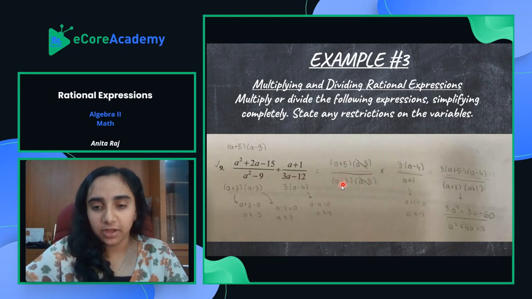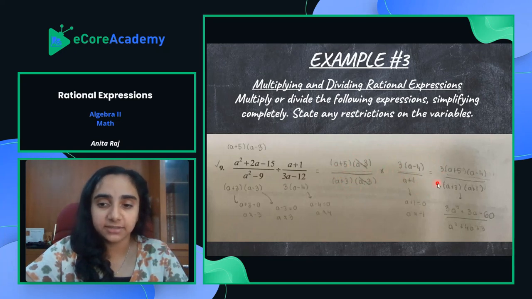Let's look at a plus 5, and then let's look at the denominator. Remember, this is one big denominator, this is one big numerator. Because the multiplication sign is kind of merged, a plus 5 has no common factor in the denominator. A minus 3 has a common factor in the denominator, so we cross that out. And then a minus 4 does not have a common factor in the denominator, so we also leave that out.